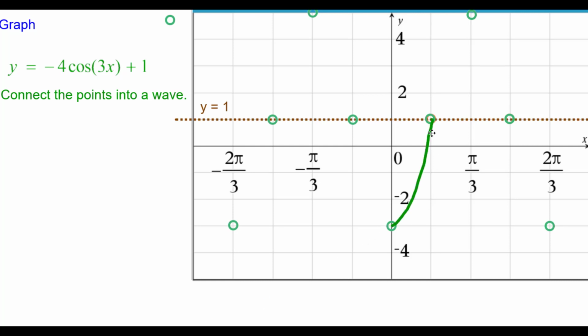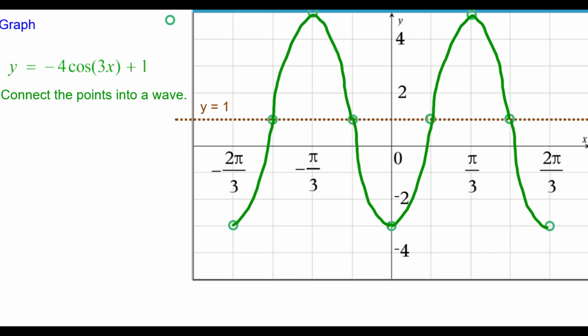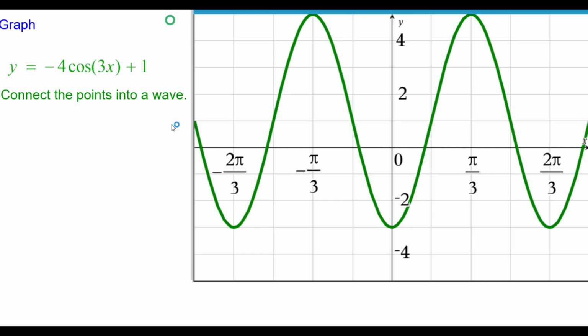So starting here, part of a smile, part of a frown, the rest of the frown, part of a smile, and reproduce it on the left-hand side. Pause if needed. And this is the beautiful graph right there.